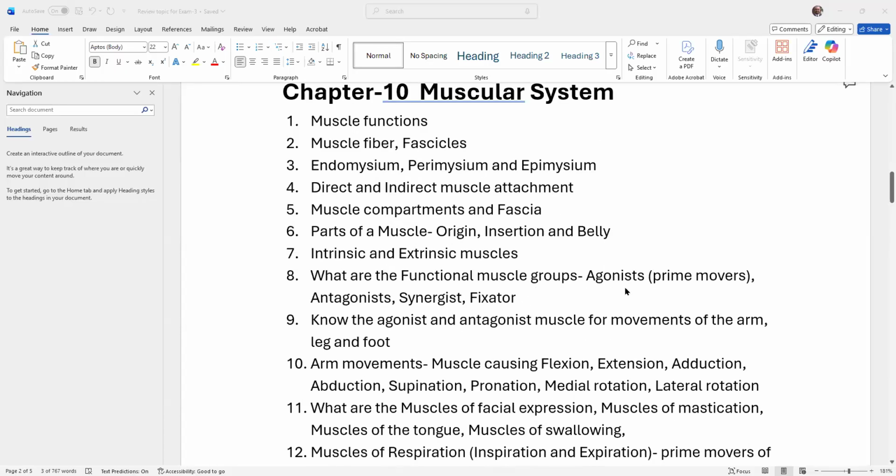What are the functional muscle groups, which means what are the agonists, which are the prime movers, antagonist, synergist, and what is a fixator? You should know the agonist and antagonist muscles for movements of the arm, leg, and foot. You should know the arm movements, which is the flexion, extension, adduction, abduction, supination, pronation, medial rotation, and lateral rotation. And what are the main muscles causing these movements?